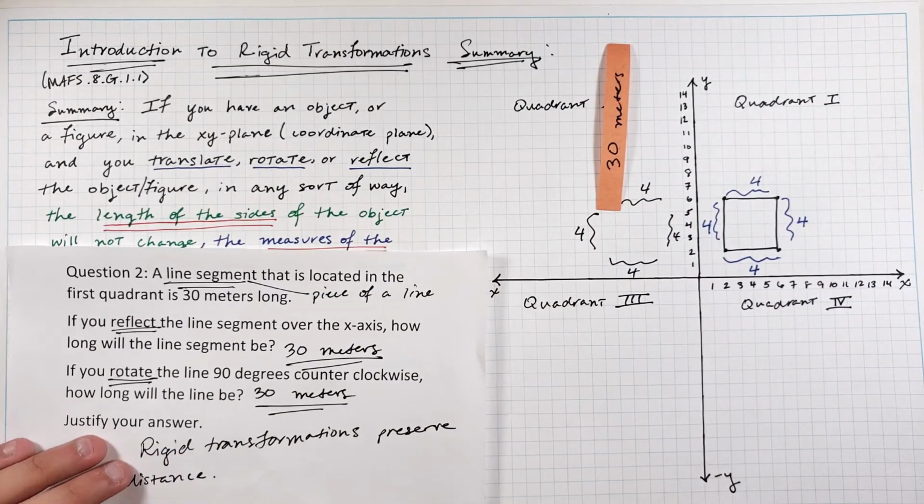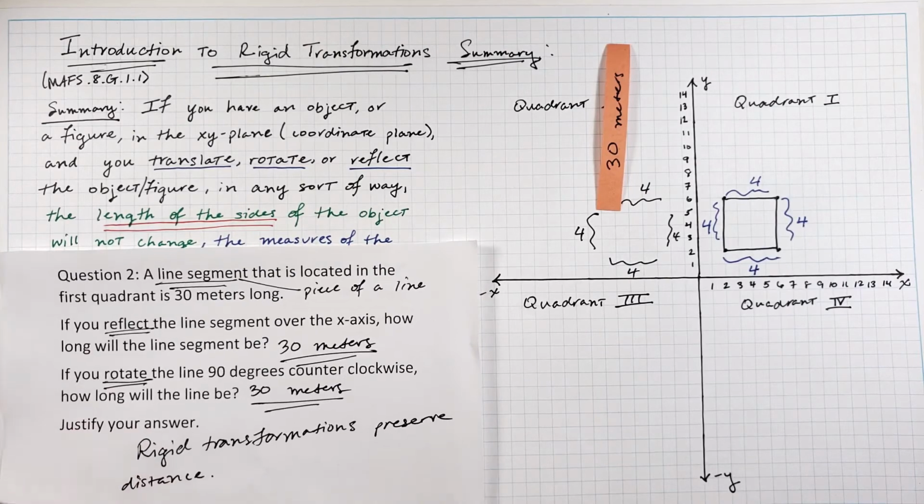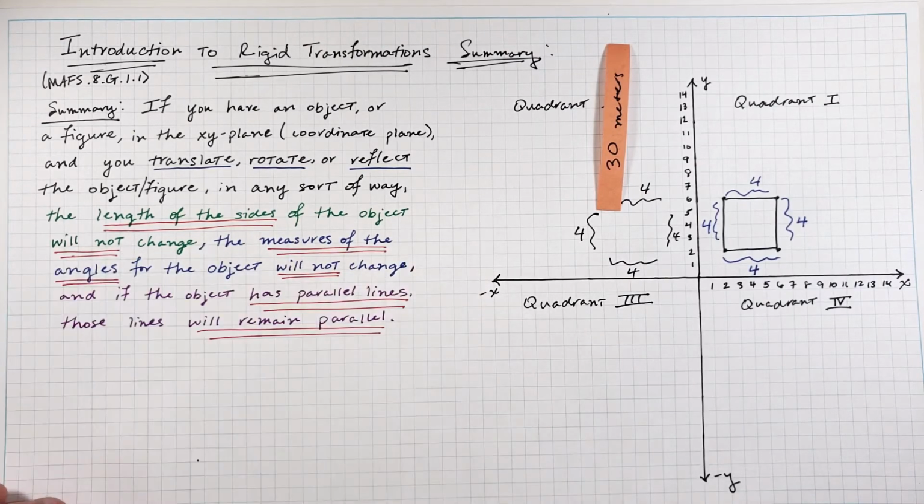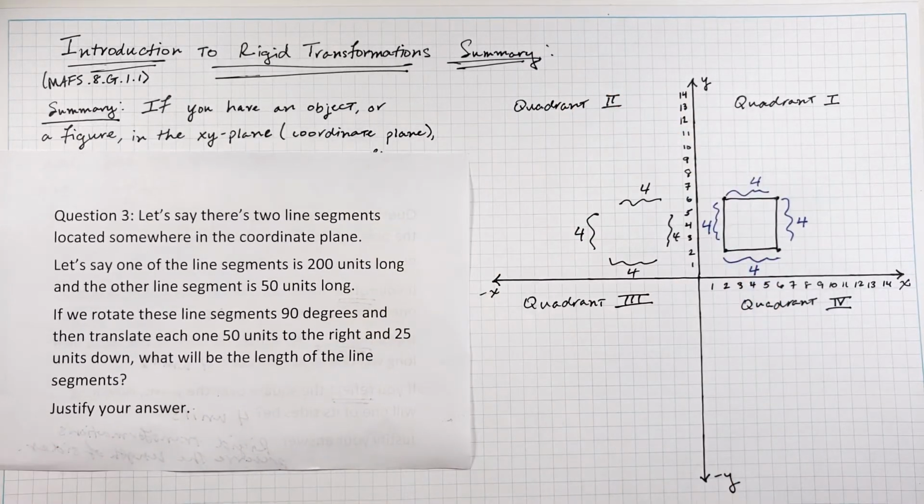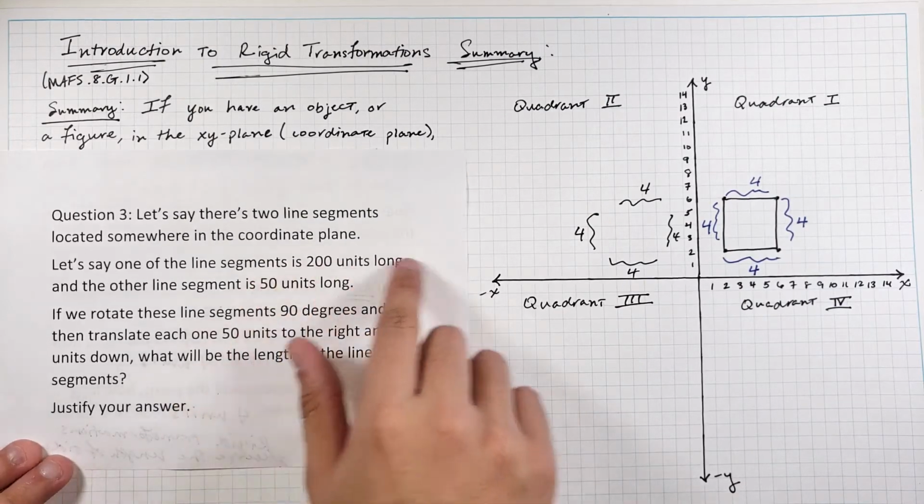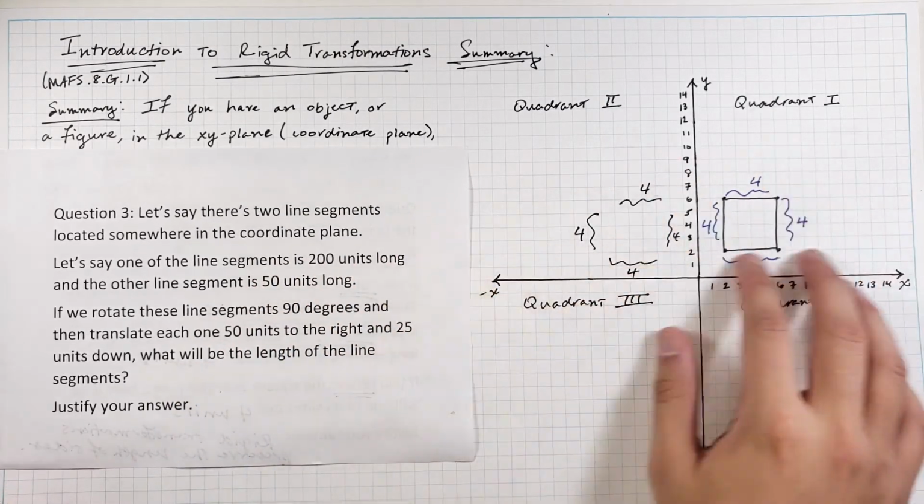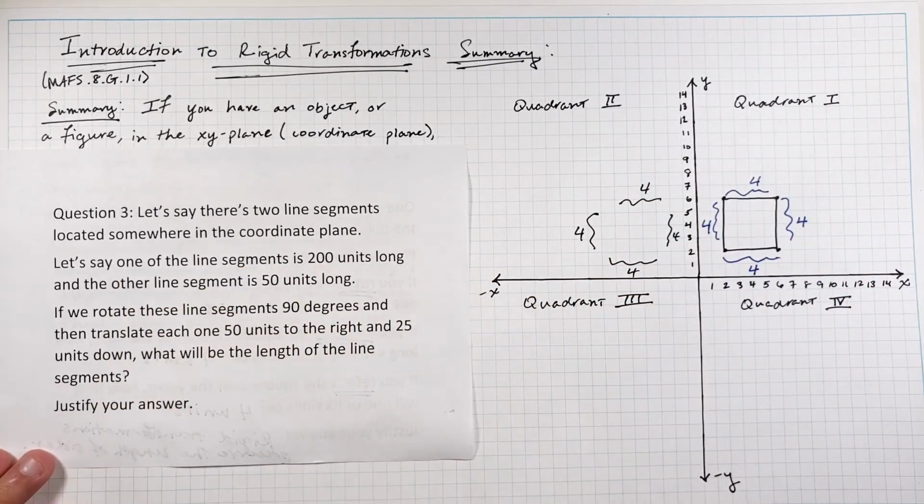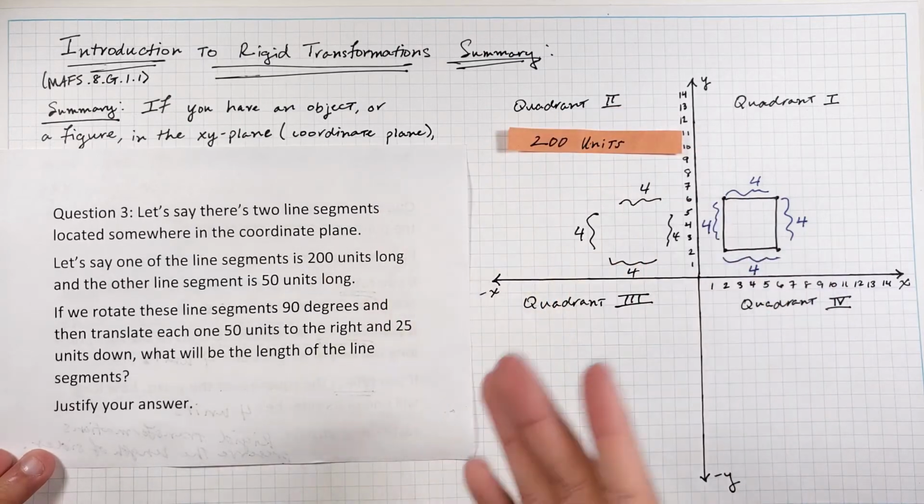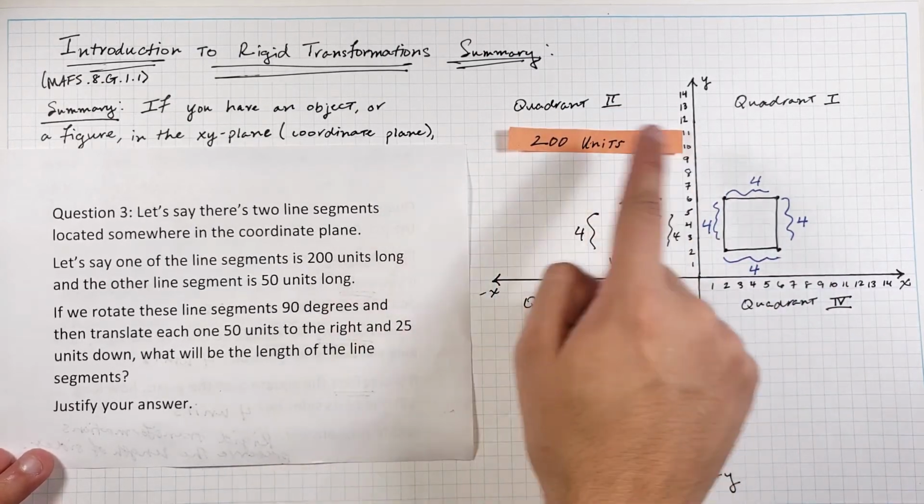All right, so let's look at this next question. Now this next one says, let's say there are 2 line segments located somewhere in the coordinate plane, anywhere. Let's say one of the line segments is 200 units long. Here's a 200 units long line segment. Let's just pretend this is a line.